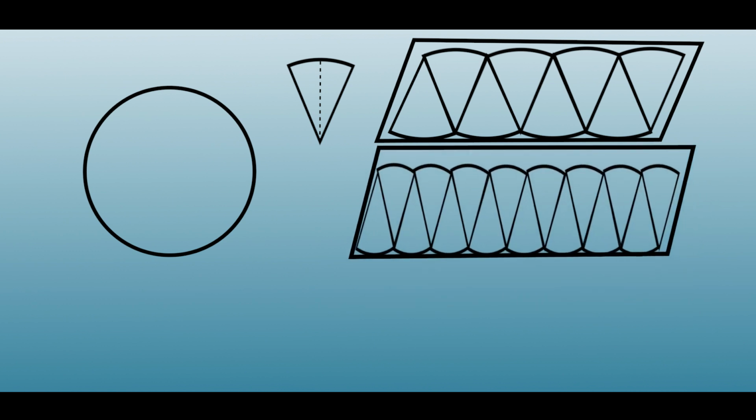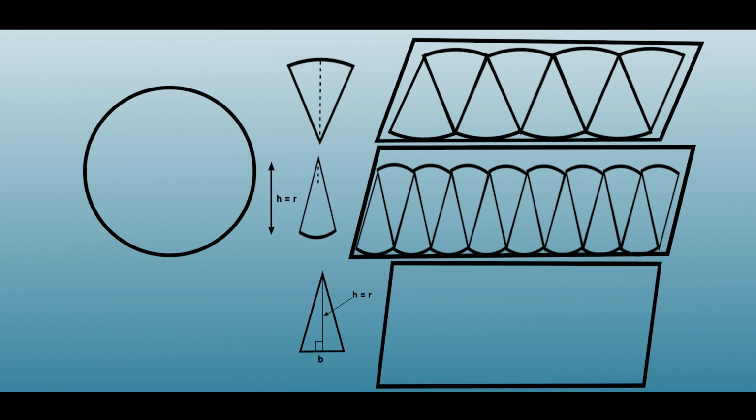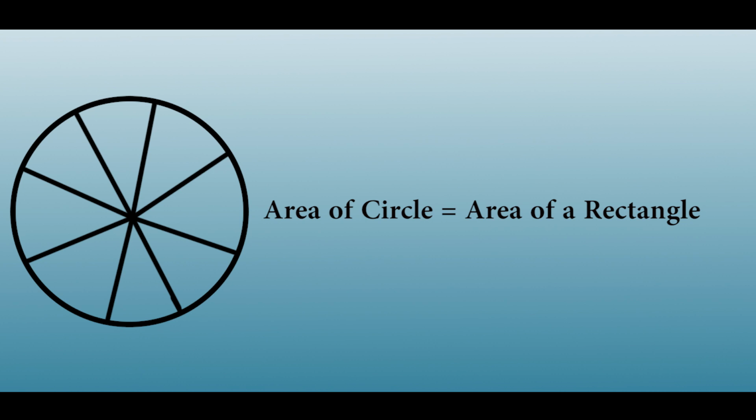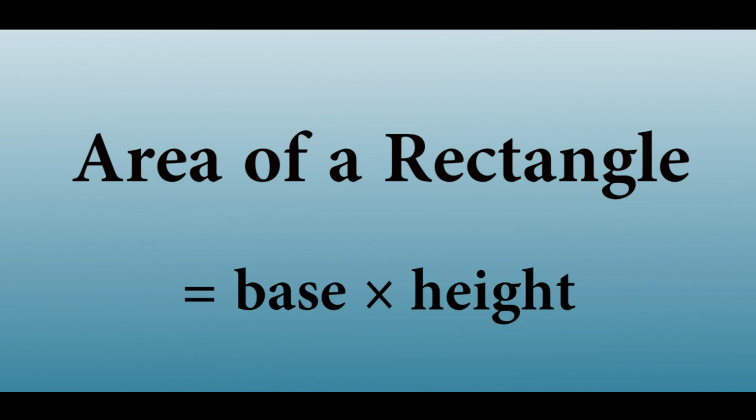If we divide the circle into even smaller pieces, you can see that the shape becomes more like a rectangle. Therefore, we can say that the area of a circle is equal to the area of a rectangle. Now you know the area of a rectangle, right? What is it? That is base times height. When you multiply base times height, you get the area of a rectangle, but we do not know the area of a circle here. So using the area of a rectangle, we are going to find out the area of the circle.